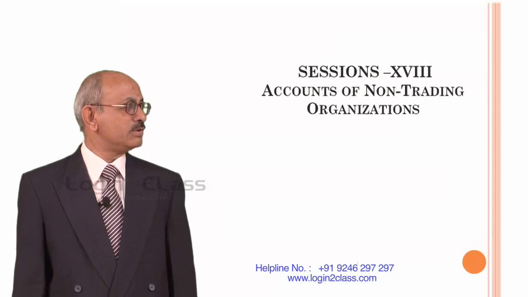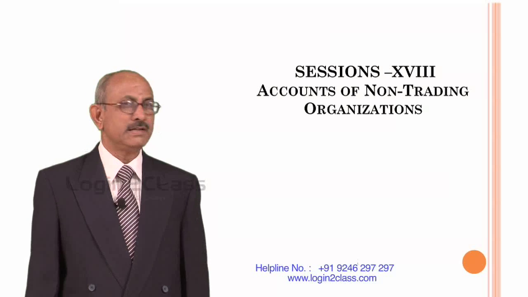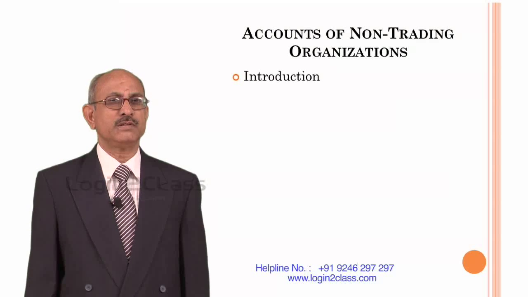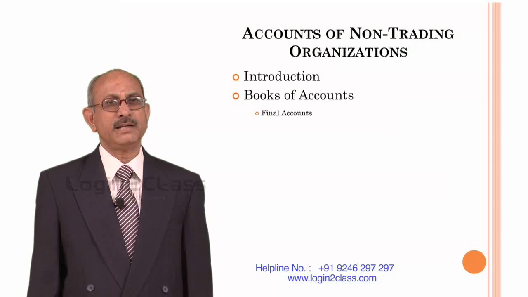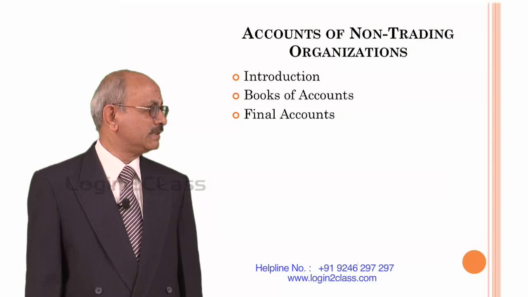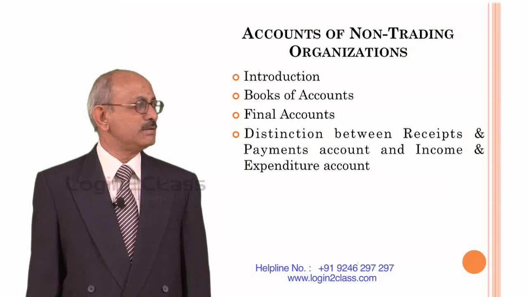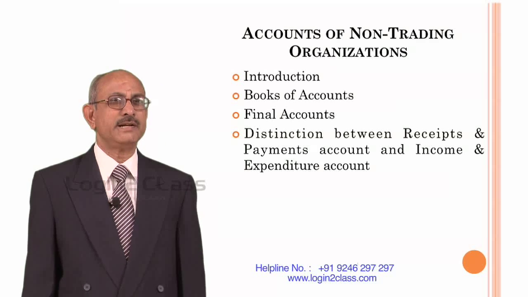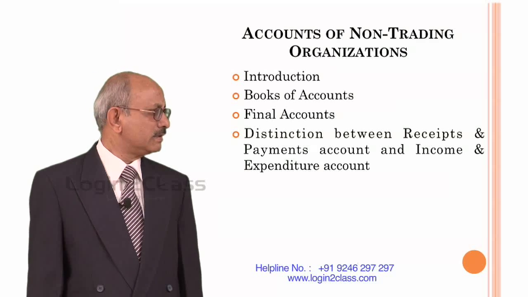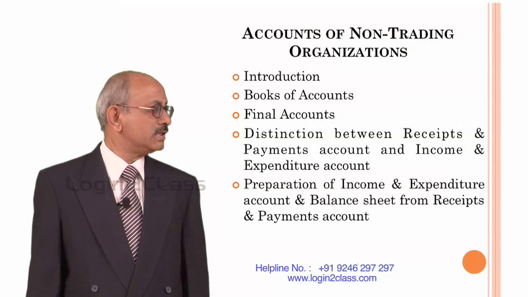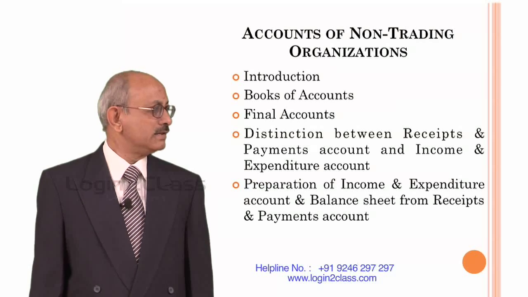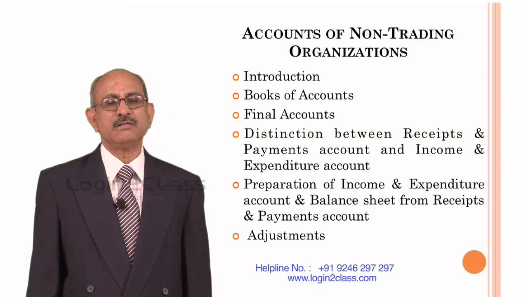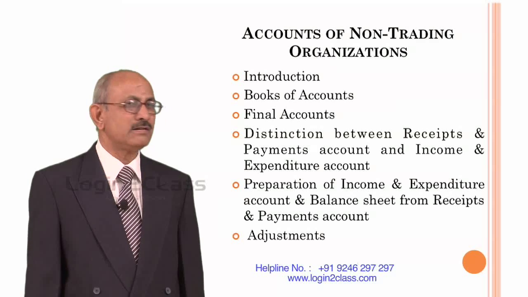We shall now discuss accounts of non-trading organizations. We will try to find out what is the meaning of non-trading organizations, what are the different books of accounts to be kept, and how the final accounts are drawn up in case of non-trading organization accounts, and what is the distinction between receipts and payment account and an income and expenditure account, which are normally maintained by a non-trading organization, and how to convert one from the other, and how to prepare the balance sheet, and what kind of adjustment entries are required to be passed in the case of non-trading organizations.